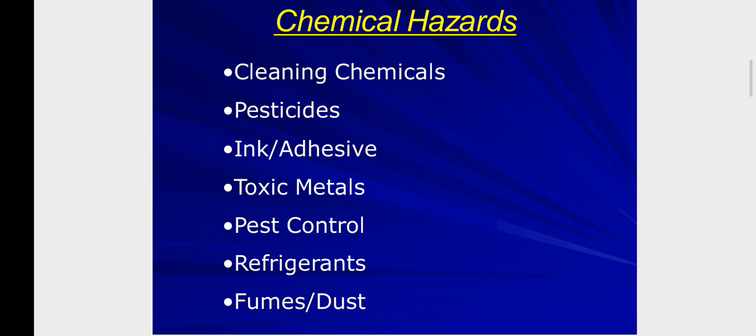Now these are the chemical hazards regarding different chemicals like cleaning chemicals, pesticides, ink, adhesives, toxic metals, pest control, refrigerants and fumes or dust. These are such chemicals that can cause hazard in foods.